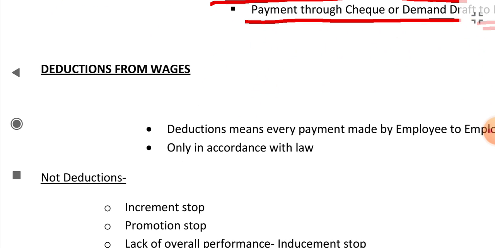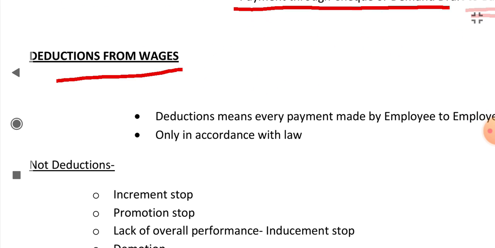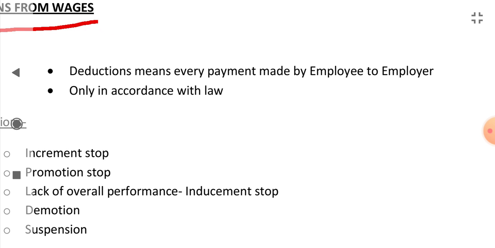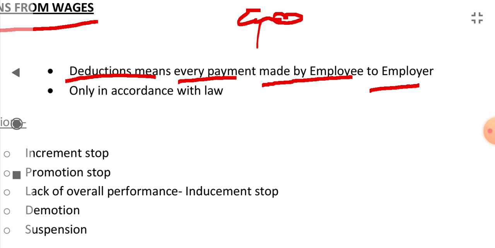This was section 6. Now comes deductions from wages. What is the meaning of deduction? Deduction means every payment made by employee to employer. The wages were paid by employer to employee, but the deductions are made by employee to employer. This is the meaning of deduction.